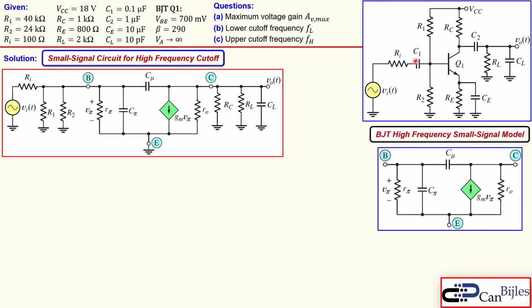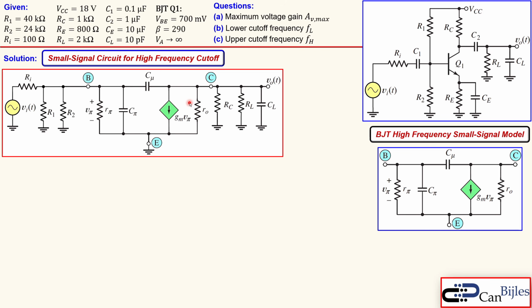All the other capacitors like C1, C2, and the CE will be all shorted, because that is not what we consider, because these are determining the low frequency part of our circuit. So we have again our input voltage, we have the RI, R1 and R2. Again, the R1 is going actually up to ground because VCC is ground, so again that comes into the parallel combination with the R2. And then RC and RL is again in the parallel combination because RC is going to ground here, and we have this form.